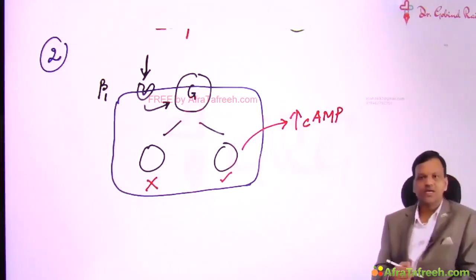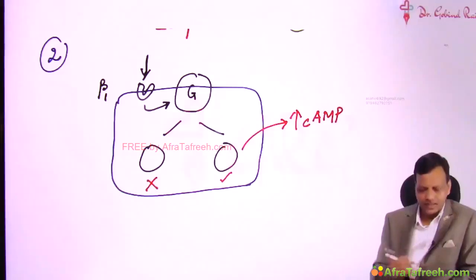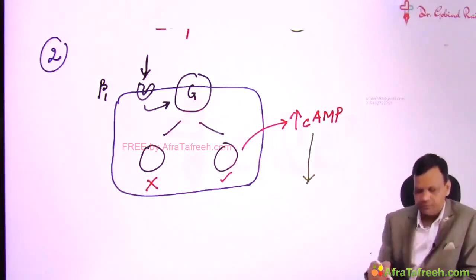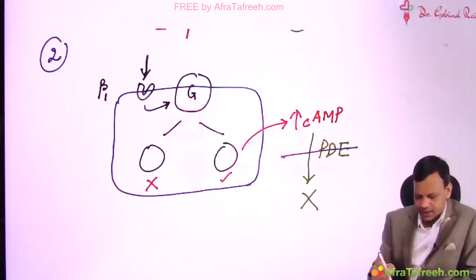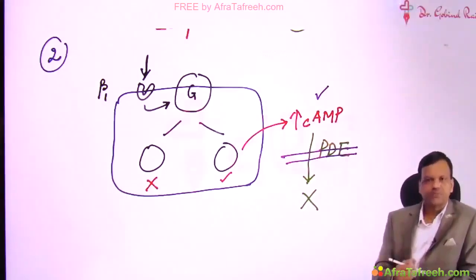That means if we increase cyclic AMP by any other method, that should also stimulate the heart. And the second method we employ is to inhibit the metabolism of cyclic AMP. Normally cyclic AMP is metabolized by an enzyme called phosphodiesterase. Phosphodiesterase metabolizes cyclic AMP. So if we give a drug which inhibits this metabolism, then the cyclic AMP level will increase. And when the cyclic AMP level increases, it will stimulate the heart. So an inotropic effect can be produced. These types of drugs are called phosphodiesterase inhibitors, and they can also be used as inotropic drugs.